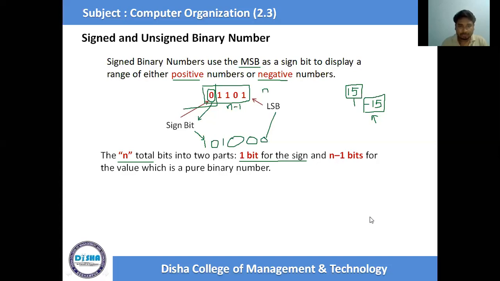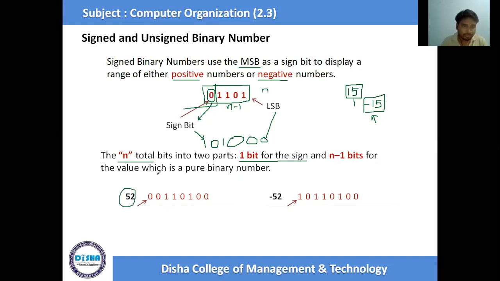So this is the example here. Here I have an example. 52 is a decimal number. If I convert this 52 into a binary number, then this is the binary number. It is the 8-bit binary number. So this binary number, this is the LSB, this is the MSB.